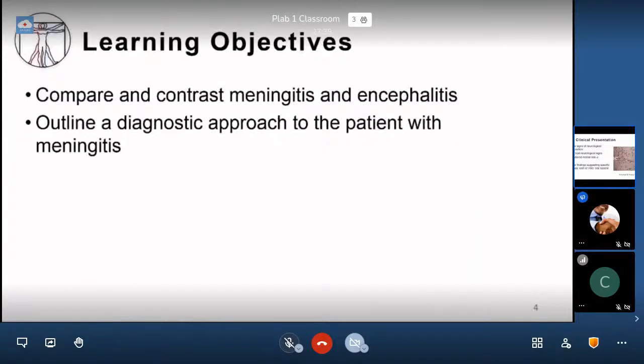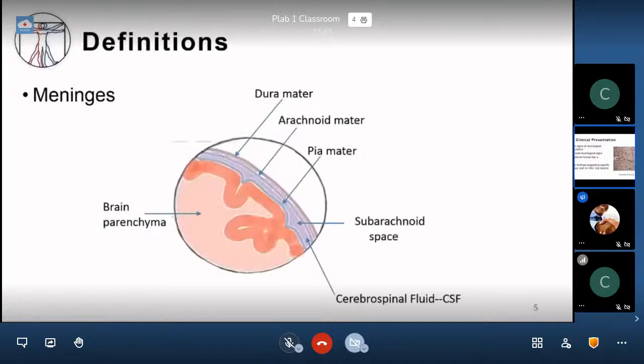Here are the learning objectives: to compare and contrast meningitis and encephalitis, and to outline a diagnostic approach to the patient with meningitis. First, I'd like to define some of the terms I'm going to be using. The different layers of the meninges that cover the brain are called the dura, the arachnoid, and the pia mater. As you can see in this cartoon, normally they are very thin membranes that cover the brain.